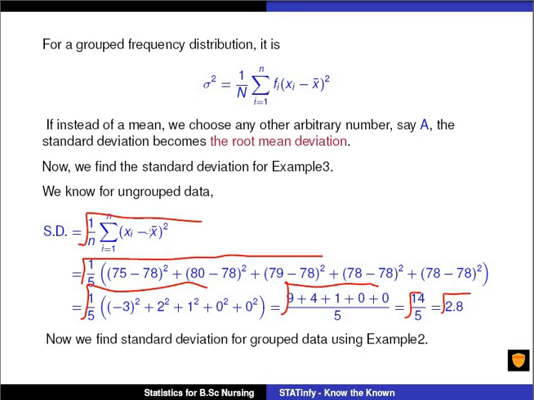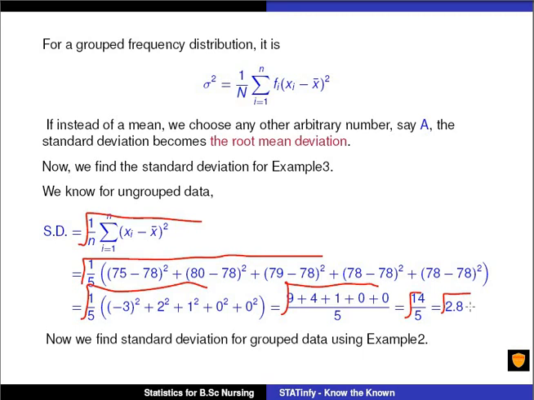So this is the formula, and you just put 1 by 5 since 5 observations are there. Then the first observation, 75 minus the mean, which is 78, which you calculated before, whole square, plus 80 minus 78 whole square, and so on. If we do that, you get square root of 14 by 5, which is equal to square root of 2.8. You have to find the square root of this, so please calculate it and tell me in the comment section.